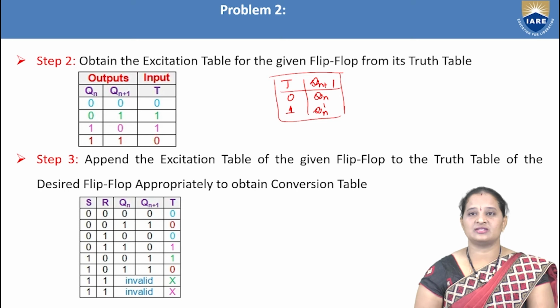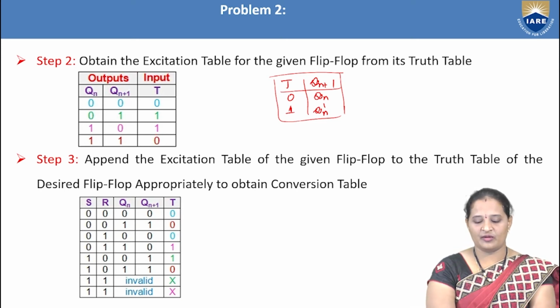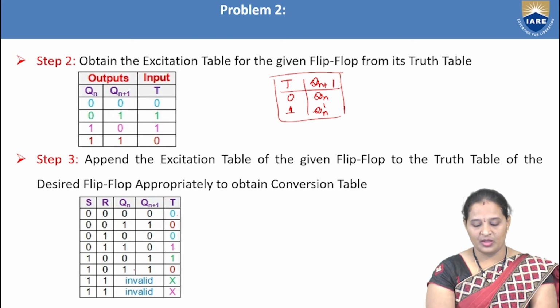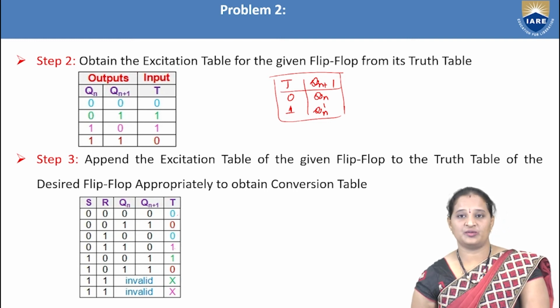So now append the excitation table of the given flip-flop with the truth table of the available flip-flop. So this is my conversion table here. This is the truth table and this is the excitation table, where Qn and Qn plus 1 are 0, 0. So from 0, 0 the T input is equal to 0. 1, 1 it is equal to 0. 1 and 0 are complements, and hence T must be 1. Whereas 0, 1 again complement, it must be 1. And 1, 1 it must be 0. As this leads to invalid, we have to consider the T input as don't care, as I said.